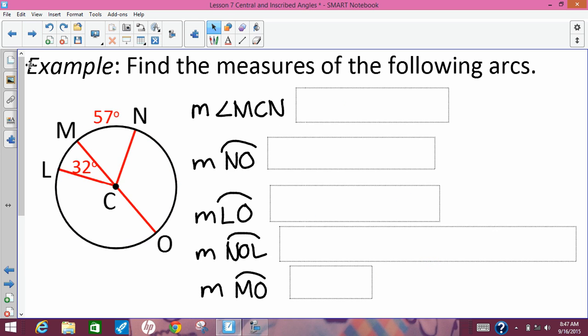So go ahead and pause here, and I want you to find the measure first of this angle and then the rest of the arcs.